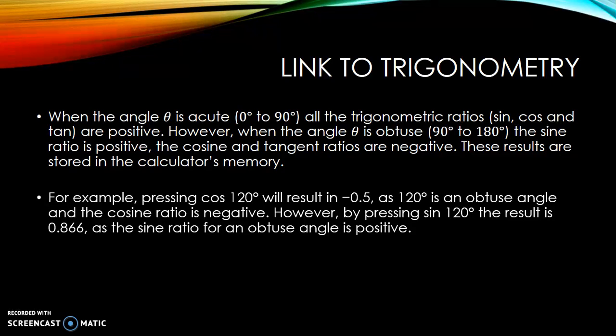For example, pressing cos 120 degrees on your calculator will result in negative 0.5. Because 120 degrees is an obtuse angle, and that means that cos will be negative when you use an obtuse angle with it. However, pressing sine 120 degrees will give you a positive result of 0.866, because sine is positive when you use obtuse angles.